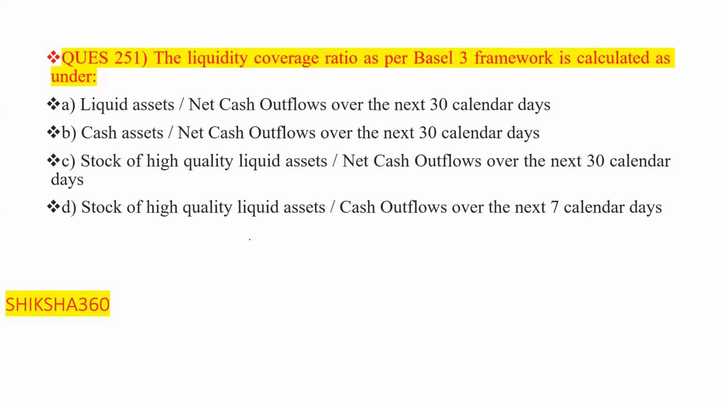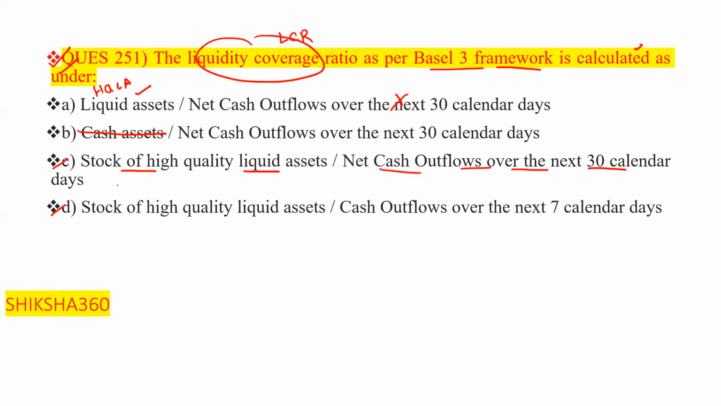Now move to the next question, question number 251. The liquidity coverage ratio, LCR, as per the Basel III framework is calculated as liquid assets upon net cash outflows. This one is not correct, that is high quality liquid assets. So either option C or option D is our answer. Option C: stock of high quality liquid assets upon net cash outflows over the next 30 calendar days. Option D: stock of high quality liquid assets upon cash outflows over the next 7 calendar days. Here the word is net. Net is the exact answer. So option C is the answer.